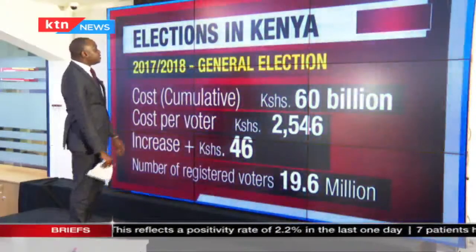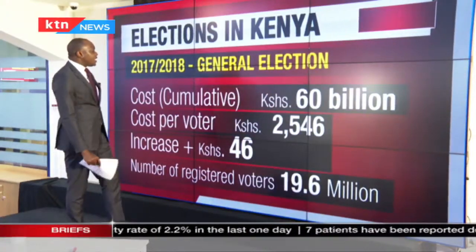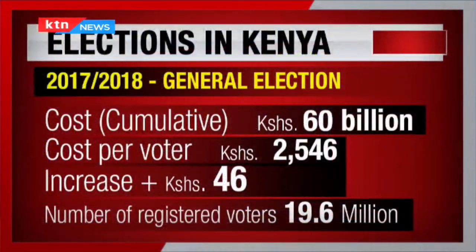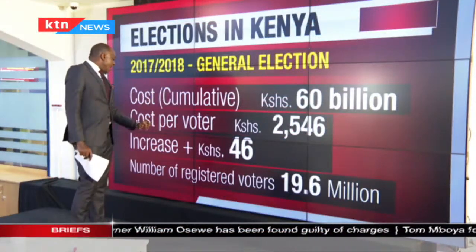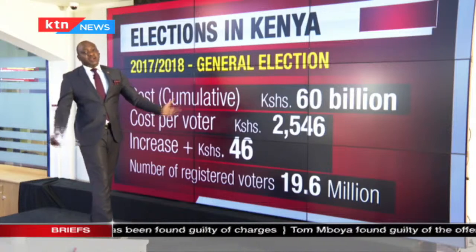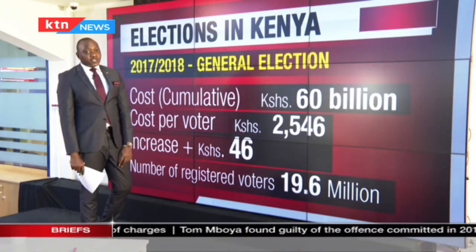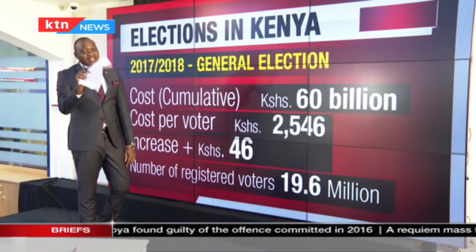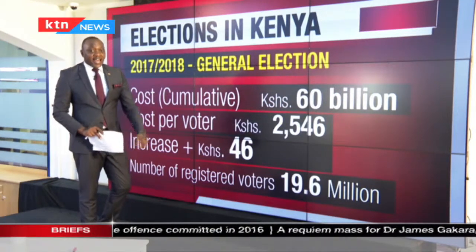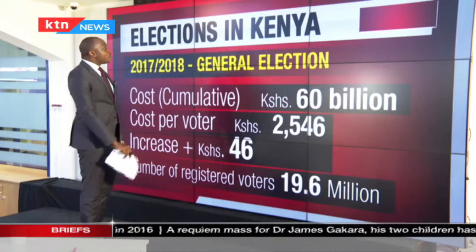Let's look at 2017, 2018. This was a disputed election with a nullification from the Supreme Court. So the total amount, and we'll do this as a cumulative amount because of the repeat election in October, November of that year, the cost was cumulative to 60 billion shillings in that election, plus the repeat presidential election. The cost per voter went up with 46 shillings. And of course, the number of registered voters, as expected, also increased with about 5 million voters. And that is expected to happen again in the next general election. The IEBC is projecting they'll add between 5 and 6 million voters at that time.